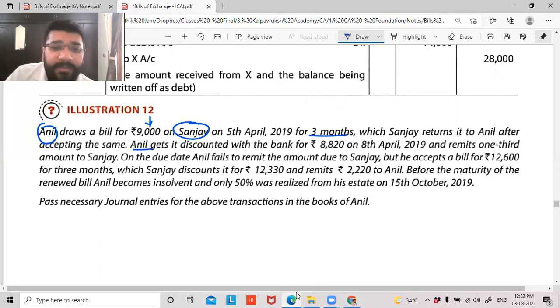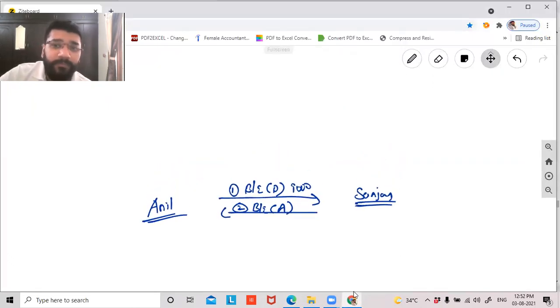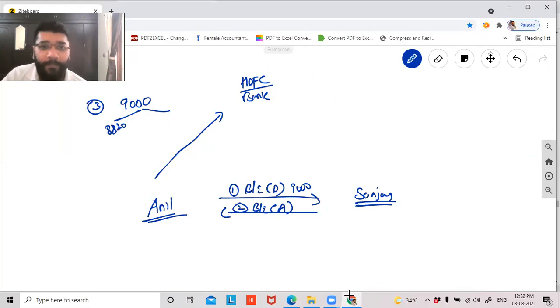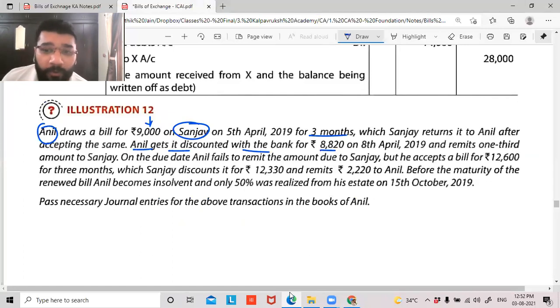Then what is happening? Anil gets the bill discounted with the bank for 8,820 rupees. So Anil went to the bank. Let's suppose this is HDFC Bank. So Anil went to the banker, gave a 9,000 worth bill, and in return he got 8,820. What are the discounting charges, guys? 180 rupees. Now let's see what is the proportion of distribution of the amount.